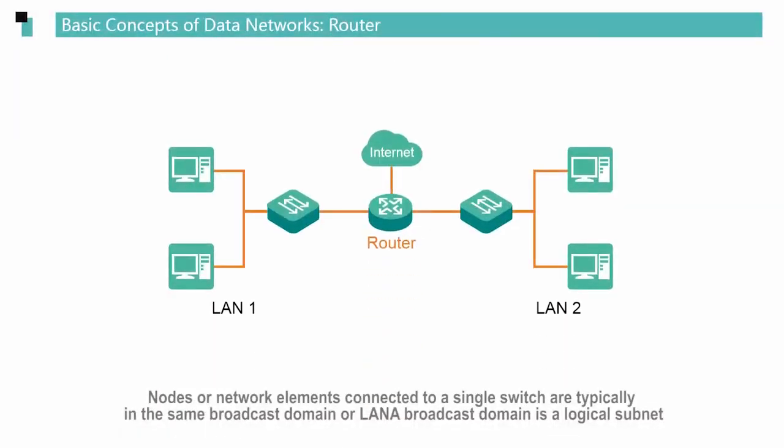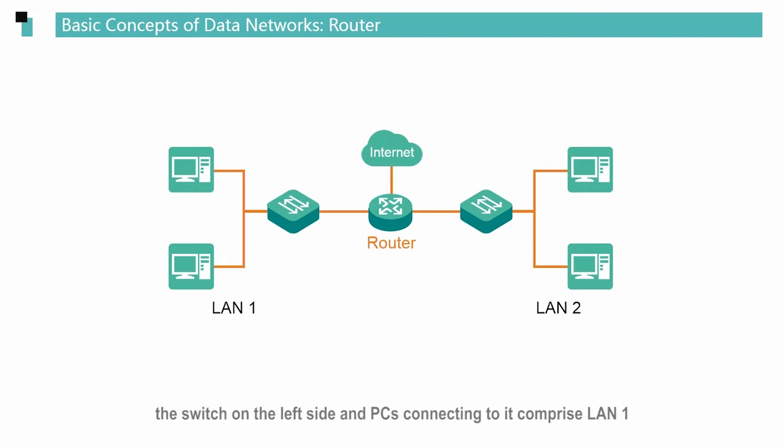Nodes or network elements connected to a single switch are typically in the same broadcast domain or LAN. A broadcast domain is a logical subnet. For example, the switch on the left side and PCs connecting to it comprise LAN 1, and the switch on the right side and PCs connecting to it comprise LAN 2. PCs connecting to the same switch communicate at layer 2 as long as they are configured with correct IP addresses. However, devices on different LANs belong to different logical subnets and therefore cannot communicate with each other.